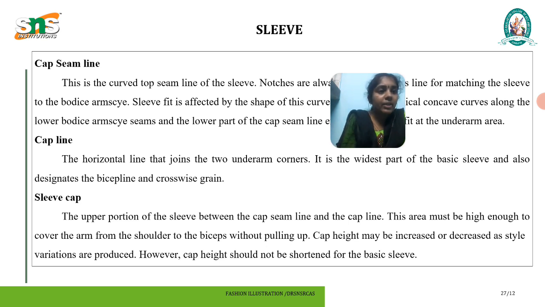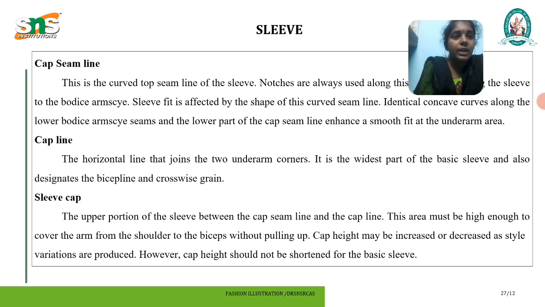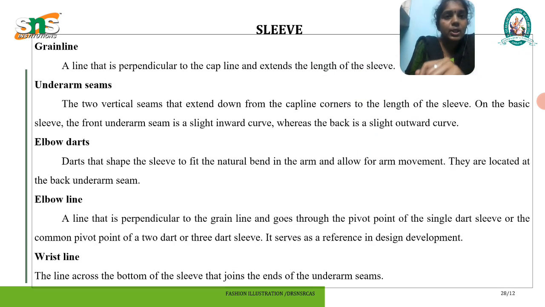This area might be high enough to cover the arm, shoulder, and biceps. The cape height can be increased or decreased by styles. So there are different varieties on that. Next one is the grain line. So, straight grain or cross grain, what are the grain lines we need to design a sleeve portion.